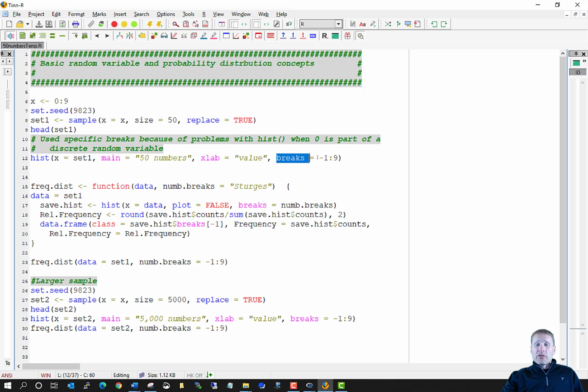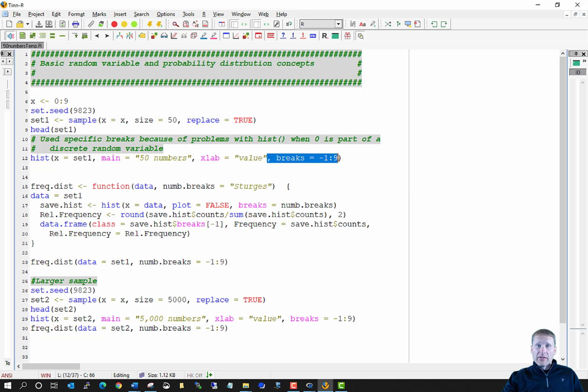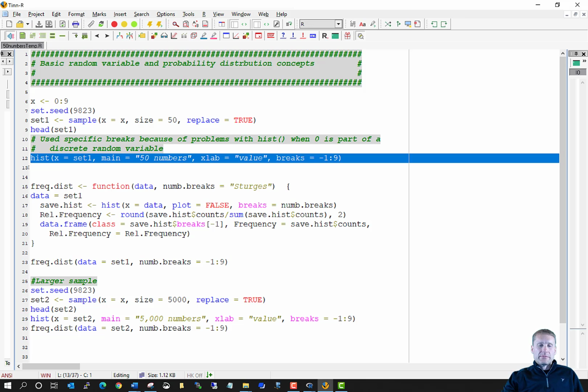Now, what I would like you to try on your own is to see what would happen if you wouldn't specify the breaks here. And what you're going to see is one little problem that R has when dealing with discrete random variables in a relatively small sample size. By specifying these particular breaks here, everything will work out just fine.